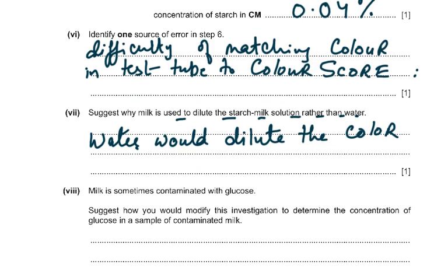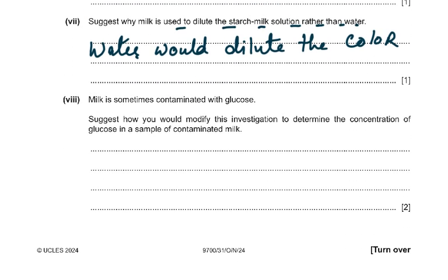Then we come on to part 8 of the question. Milk is sometimes contaminated with glucose. Suggest how we would modify this investigation to determine the concentration of glucose in a sample of contaminated milk. Now, that's very easy. Use Benedict solution, heat to 80 degrees Celsius or boil it, and measure the time to first color change.